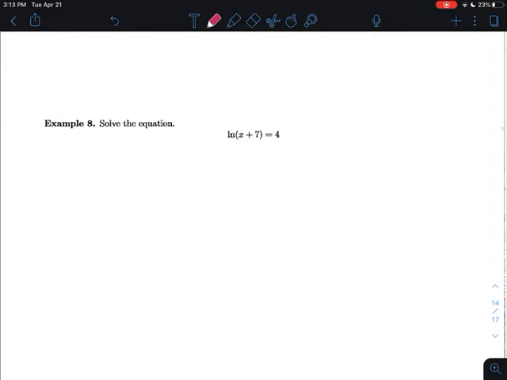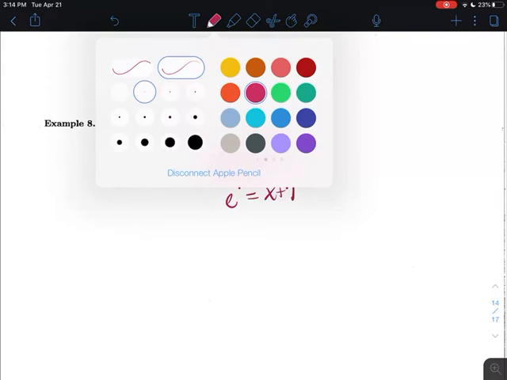All right, so for number 8, we're still going to rewrite it in exponential form. Remember, natural log is log base e. So the base of the logarithm is e, so the base of my exponent is going to be e. So this is e to the 4th power equals x plus 7. Remember, e is just a number. You can use your calculator once we want to get our final answer. I'm going to leave it as e to the 4th for now.